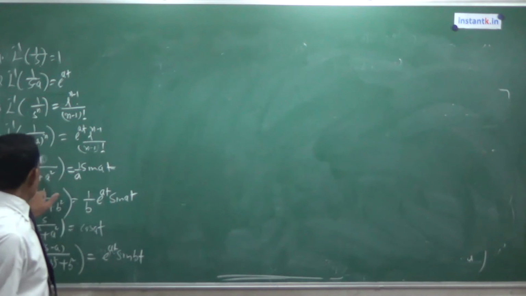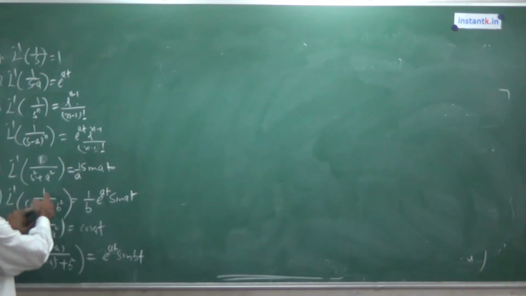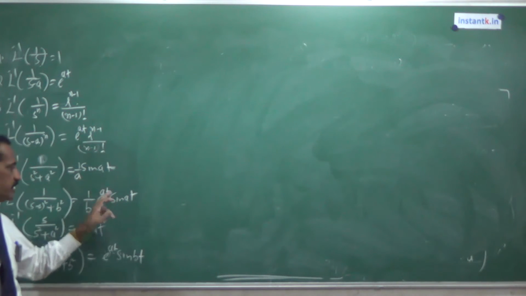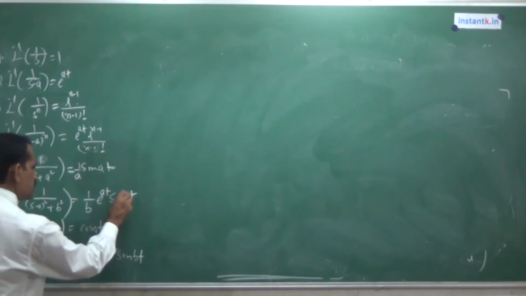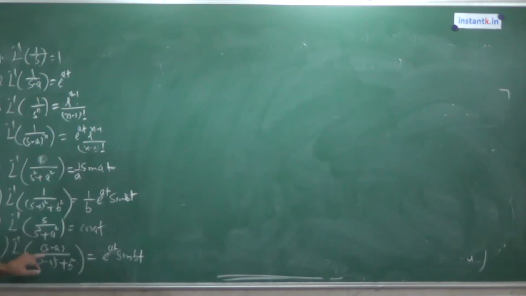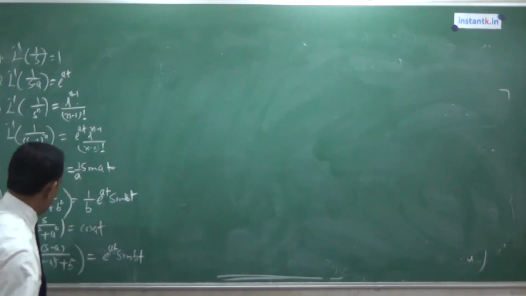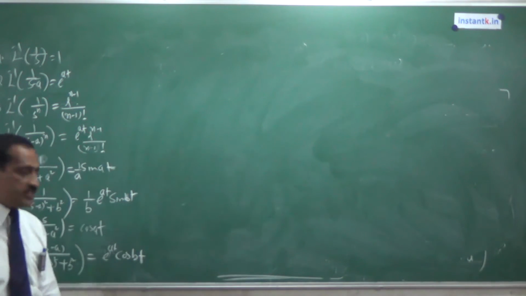Similarly, if it is minus, 1 over S square minus a square becomes sinh at divided by a. Here if it is 1 over (S minus a) whole square minus b square, it means 1 by b into e power at into sinh bt. In this case also, S by S square minus a square means cosh at. And S minus a divided by (S minus a) whole square minus b square means e power at into cosh bt. Sorry, not sinh, it is cosh bt.